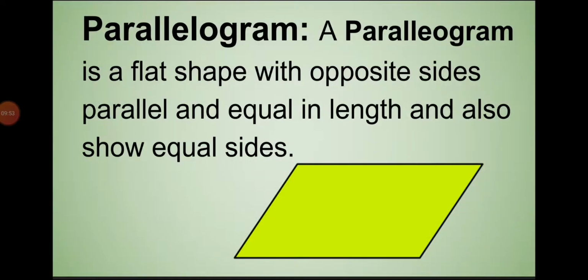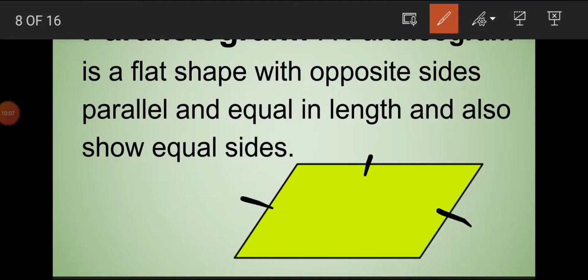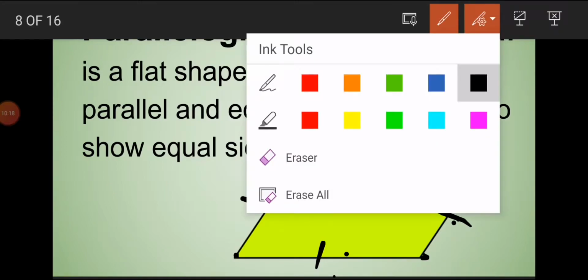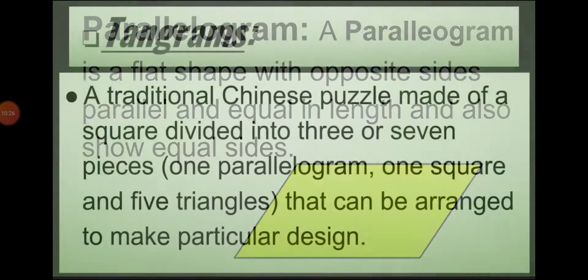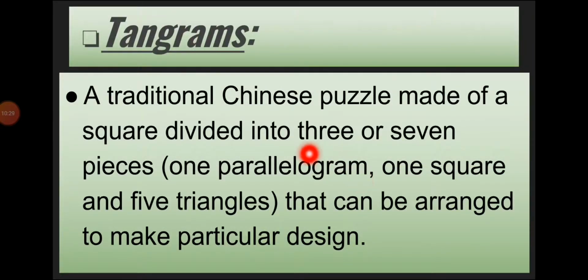Let me tell you. A parallelogram is a flat surface shape with opposite sides parallel and equal in length. It has 4 sides. You can see 1, 2, 3, 4. And it has 4 corners. 1, 2, 3, 4. The 2 parallel sides, these 2 and these 2, are equal in length, while the other pair differs in length. So it is a parallelogram with 4 sides, a straight line shape, a closed shape. It is also used in the Chinese puzzle, a traditional puzzle, Tangram.